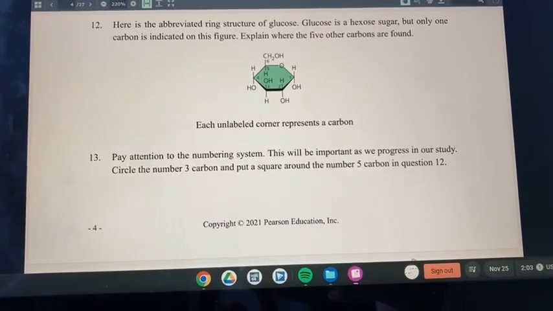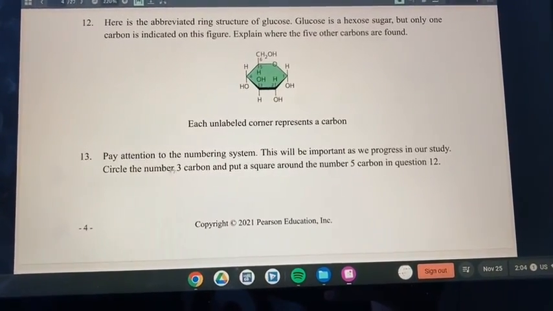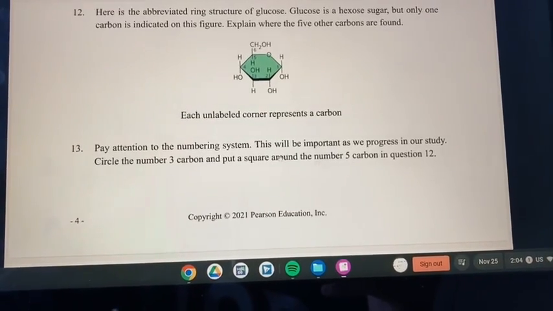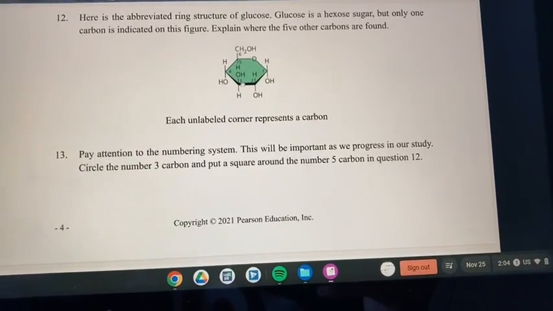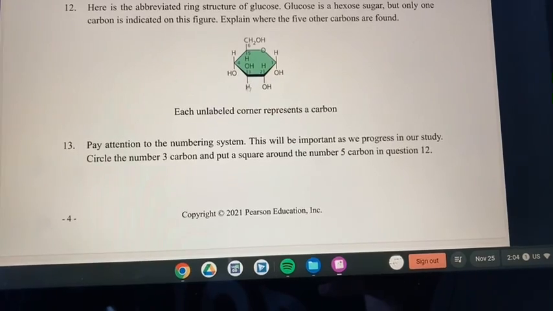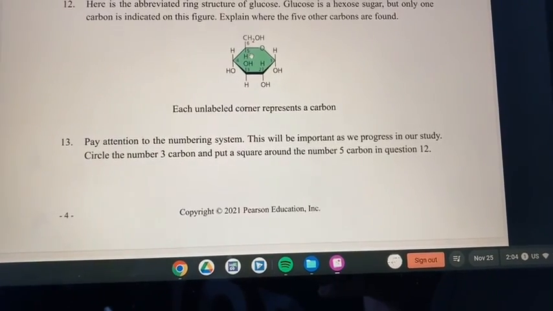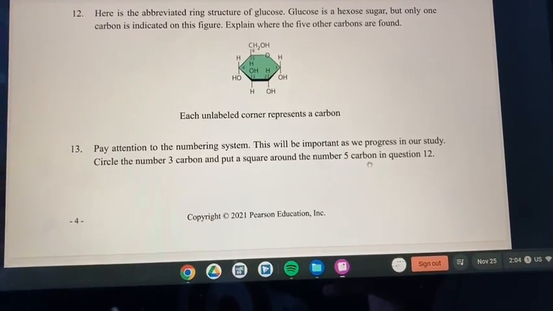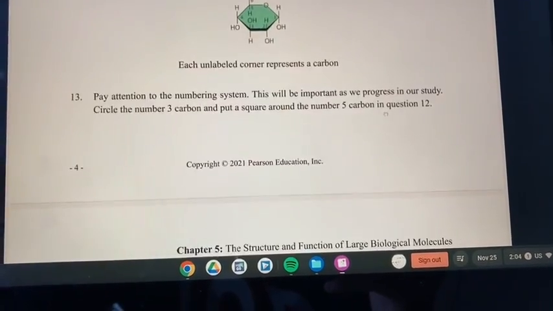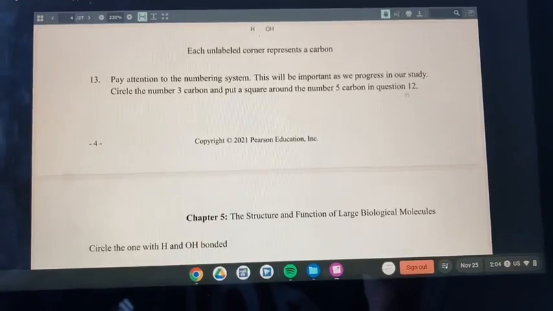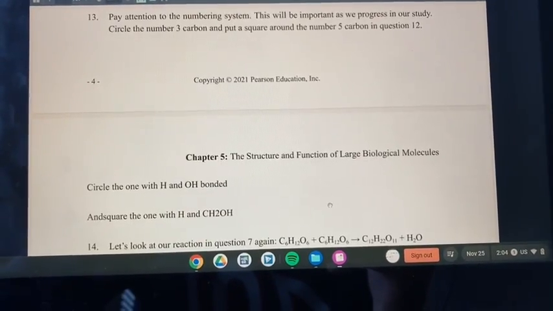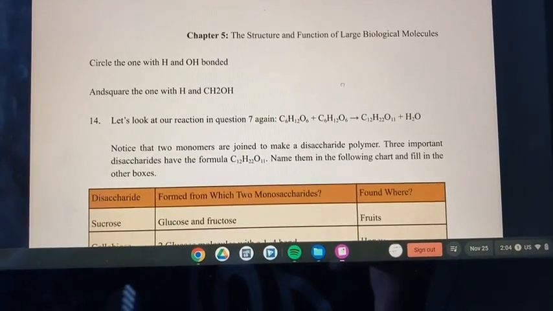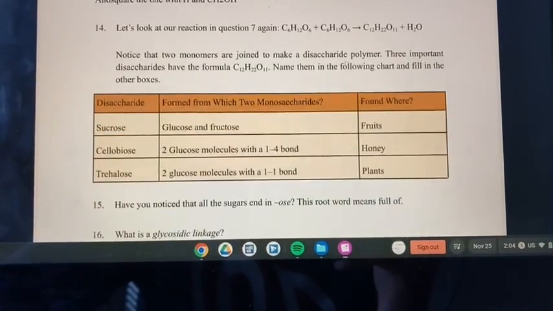Question 13 asks you to circle the number 3 carbon and put a square around the number 5 carbon. For the number 3 carbon, you have the hydroxyl on top and the hydrogen below. For the number 5 carbon, you have the hydrogen below and CH2OH on top. But it says to put a circle and a square, and I was kind of lazy to do that. Alright, so number 14, let's look at our reaction from question 7.